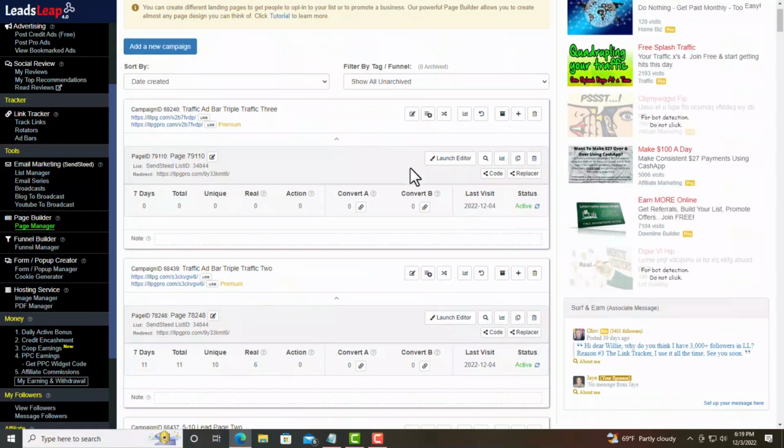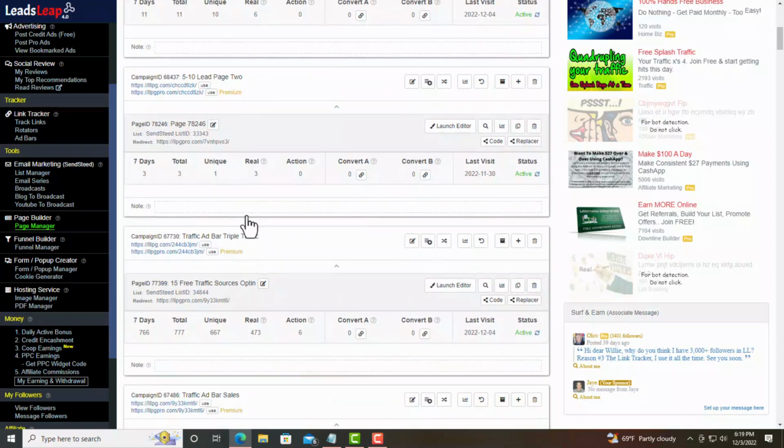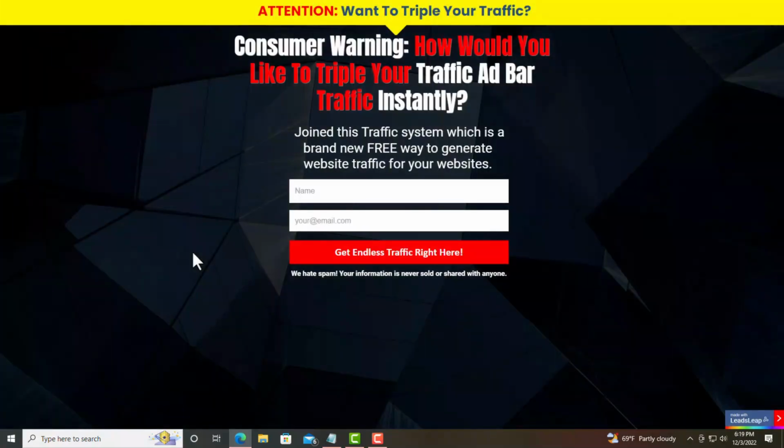So let me show you what I done. Let's go ahead and start out of what I done. This is the first page that I inherited, and I modified it to fit the traffic ad bar. Now it once said something else, but I changed it. I changed the consumer warning. How would you like to triple your traffic ad bar traffic? That's pretty nice. I like that.